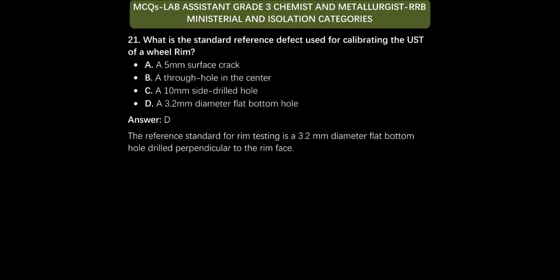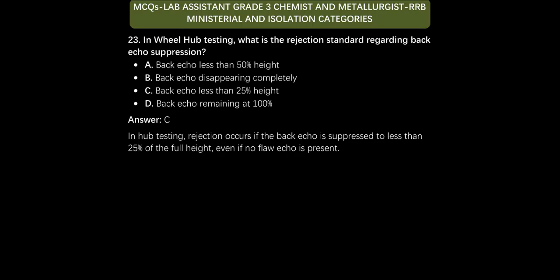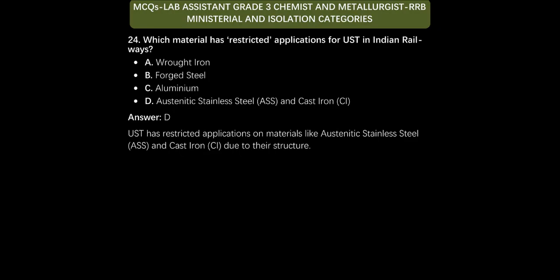What is the standard reference defect used for calibrating the UST of a wheel rim? Option D. A wheel rim is rejected if any flaw indication height is equal to or higher than, option A, 50% of the reference defect. In wheel hub testing, what is the rejection standard regarding back echo? Option C, back echo less than 25% height.